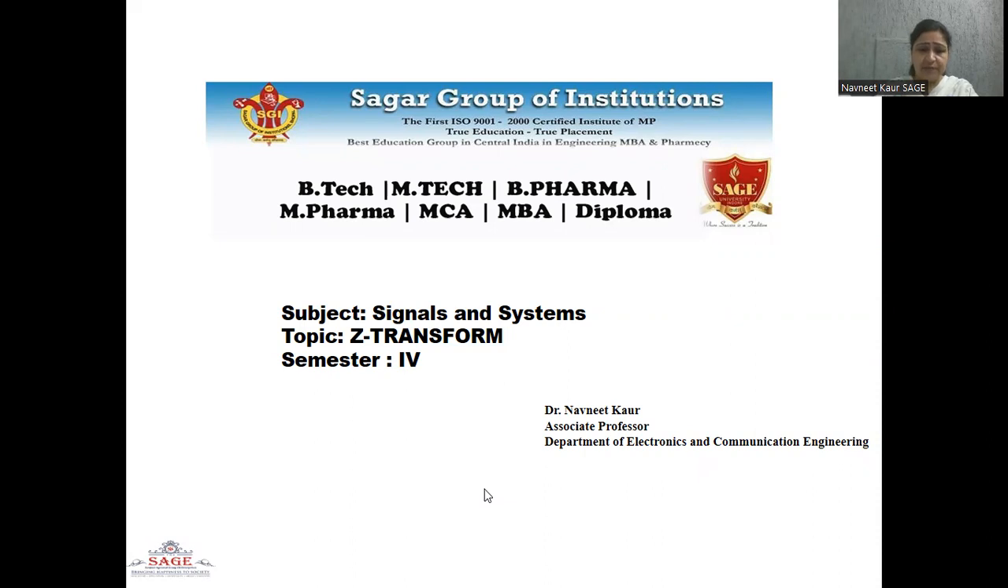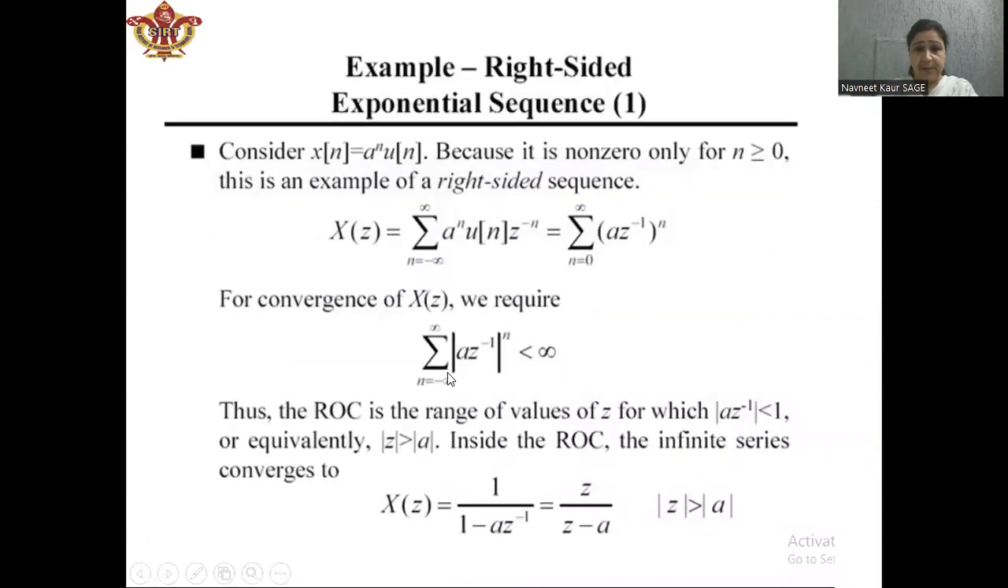The topic which I'll be discussing in this lecture is Z transform. In my previous lecture, I have already discussed the basics of the Z transform. The formula and the properties of the ROC were discussed in my last lecture. Now, in this lecture, I'll be taking some examples of calculating the Z transform of sequences like right-sided sequence, left-sided sequence, and both-sided sequence. Now, I'll start with the first example, which is taking right-sided exponential sequence.